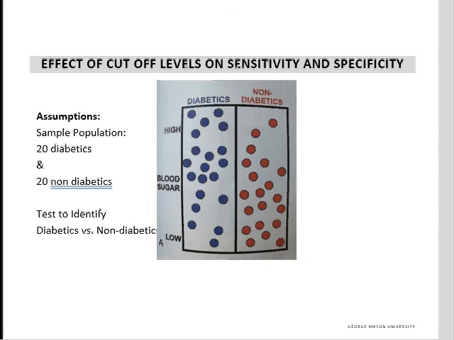We will now take a look at how the cutoff levels affect sensitivity and specificity. Let's assume that we have a population of 20 diabetics and 20 non-diabetics. Let's assume that blue circles represent true diabetics and red circles represent true non-diabetics. We have a test that can tell glucose levels in a person, and based on that, we have to decide which patients are to be categorized as diabetics versus non-diabetics.